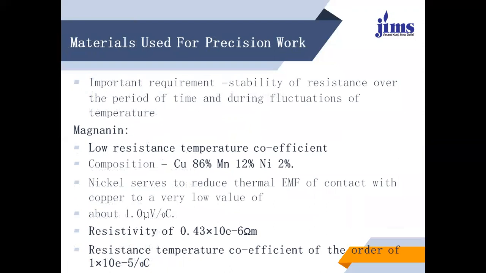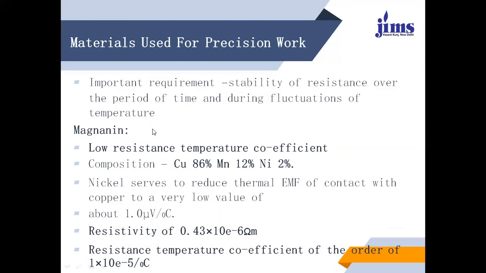For materials used in precision work, the important requirement is stability of resistance over time and during temperature fluctuations. Normally the resistance offered by resistance devices varies plus or minus and is never a fixed value. So our main objective is that the resistance must stay at a fixed value, either over a particular time or during temperature fluctuations.